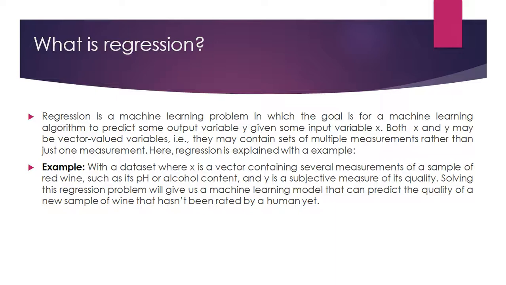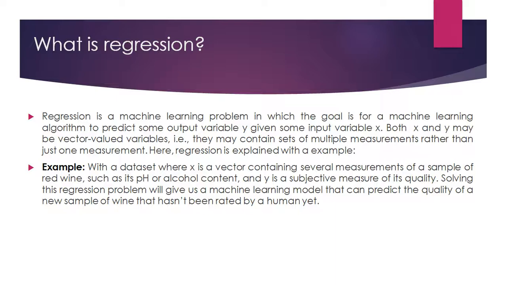To solve this regression problem, we use a machine learning model that can predict the quality of a new sample. Suppose a new sample comes with parameters like pH value and alcohol. To judge a new, unseen pattern, what is the quality of this unseen pattern? It can be yes, it can be no. So it's a problem of regression.